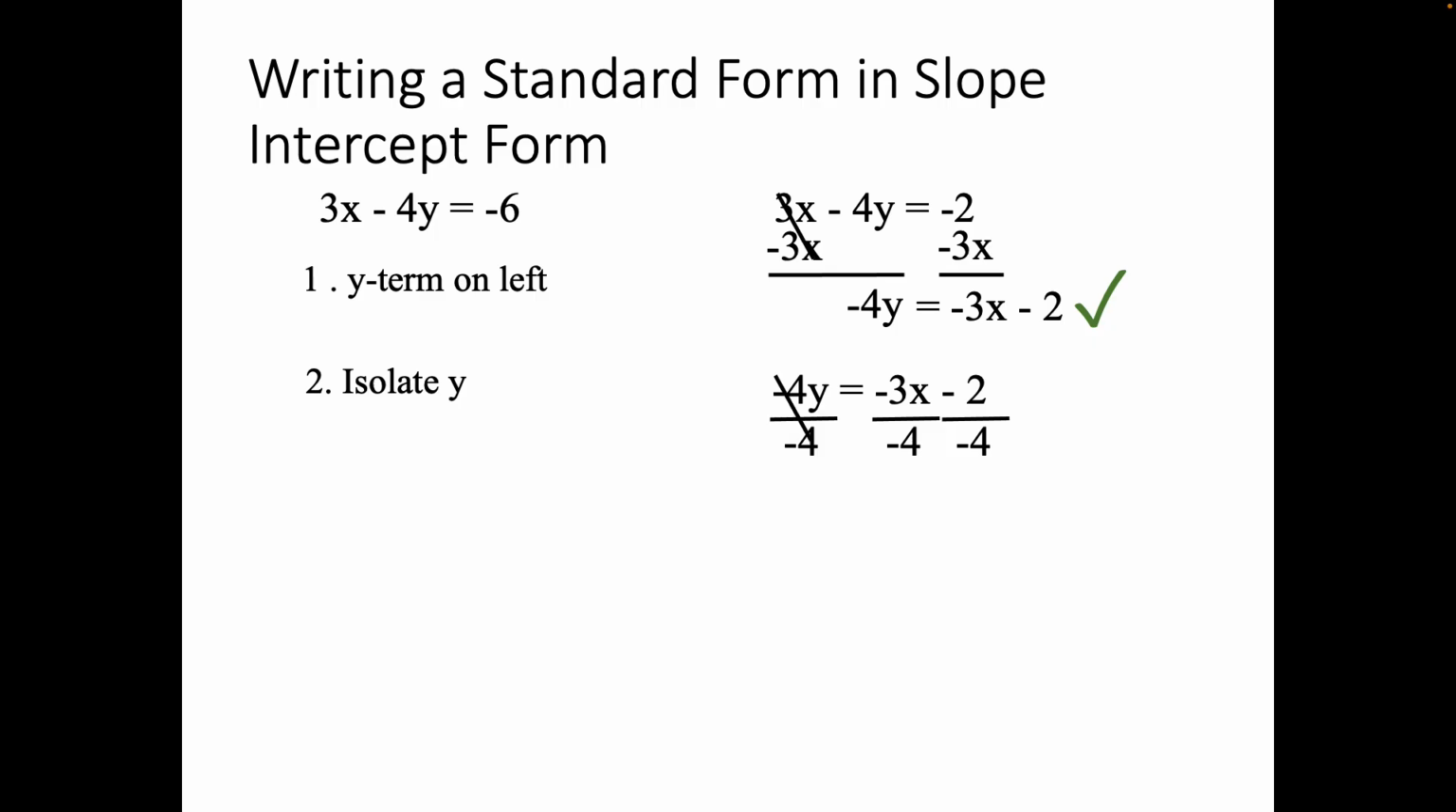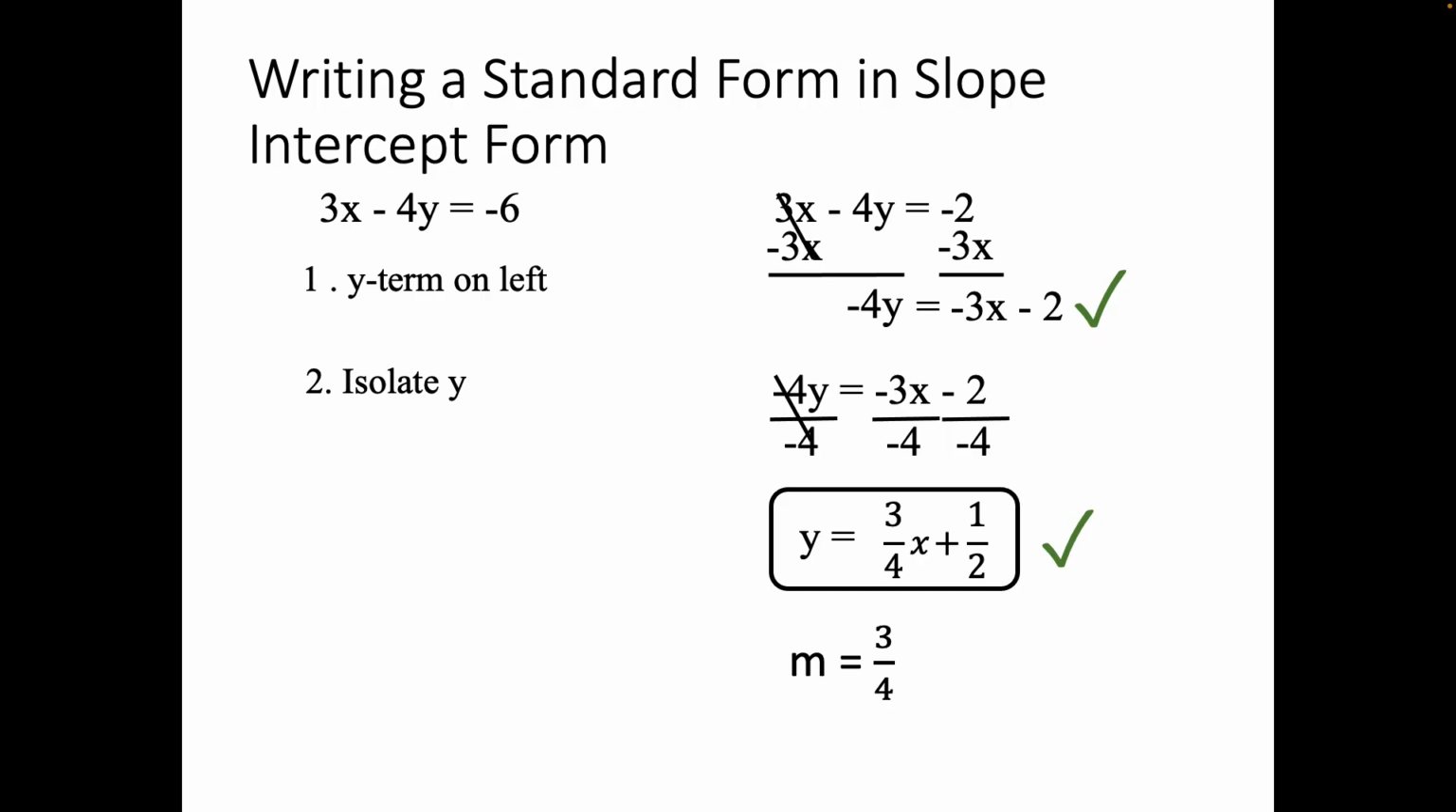So the negative 4's cancel, so on the left I have y, that was why I did that. And then negative 3x over negative 4, a negative over a negative becomes positive, so it just becomes 3/4 x. And then negative 2 over negative 4 is a negative over a negative is a positive, and 2/4 reduces down to 1/2. So now here is my y equals mx plus b, so we're done. And again, the advantage of this is now we can see at a glance that my slope, m, is 3/4, and that my y-intercept, b, is 1/2.